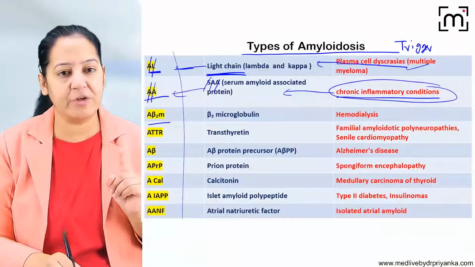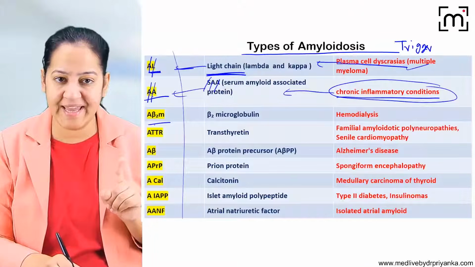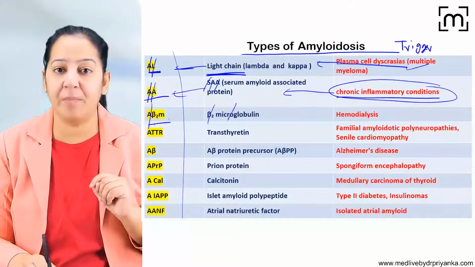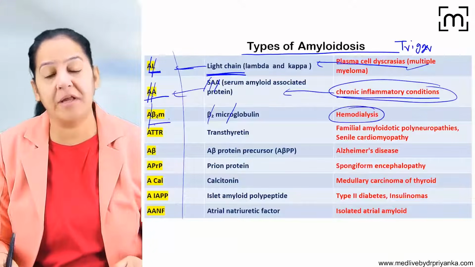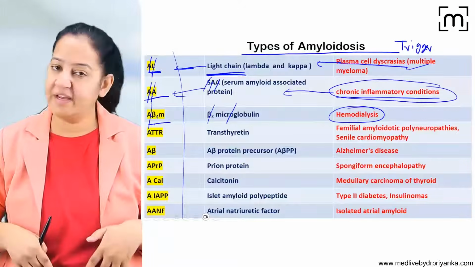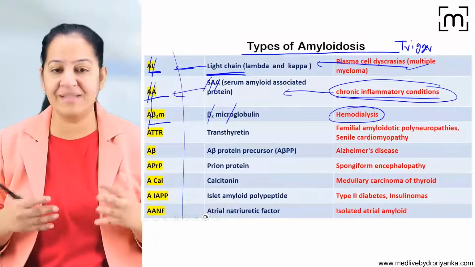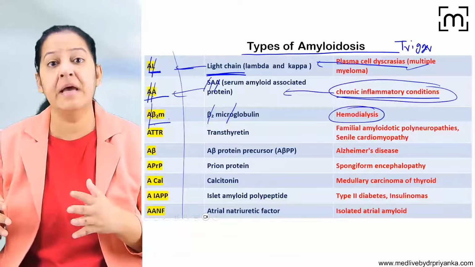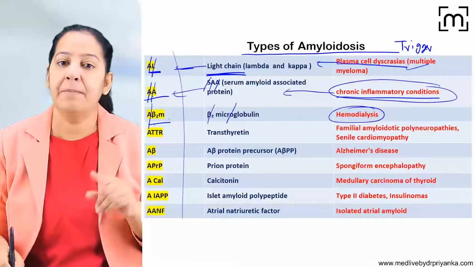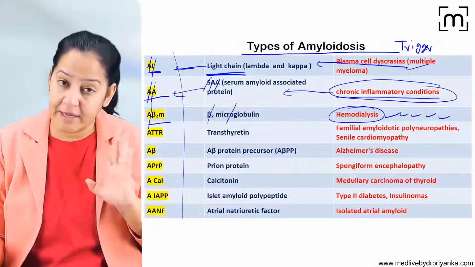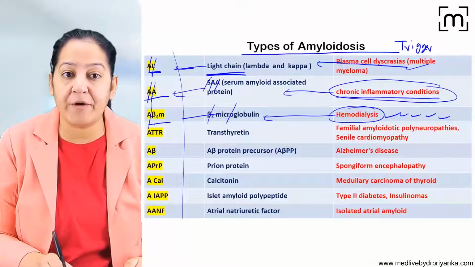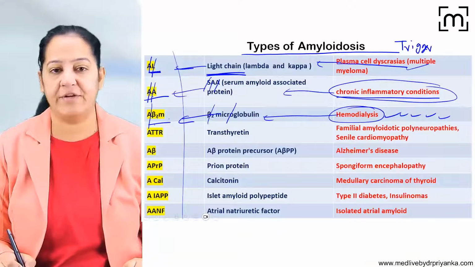The third is A beta 2 microglobulin. What is A? A is amyloid. Beta 2 microglobulin. It is seen in patients who are on hemodialysis. Imagine a person with bilateral renal failure, both kidneys non-functional. The person is on hemodialysis for the last 5 years, 10 years. After many years of hemodialysis, the person develops amyloidosis, because chronic hemodialysis is the trigger. That leads to A beta 2 microglobulin amyloidosis. So that you have to learn.